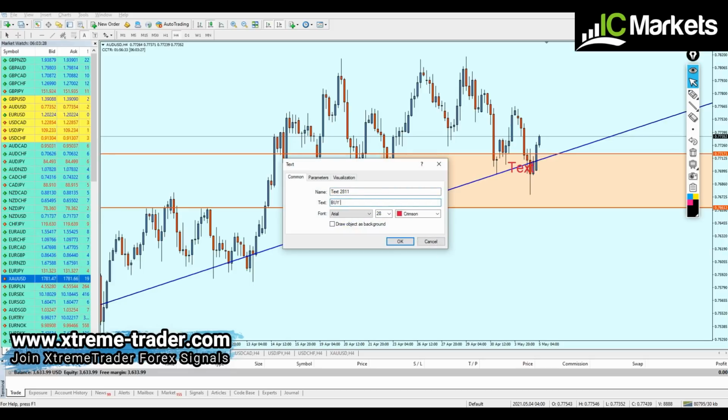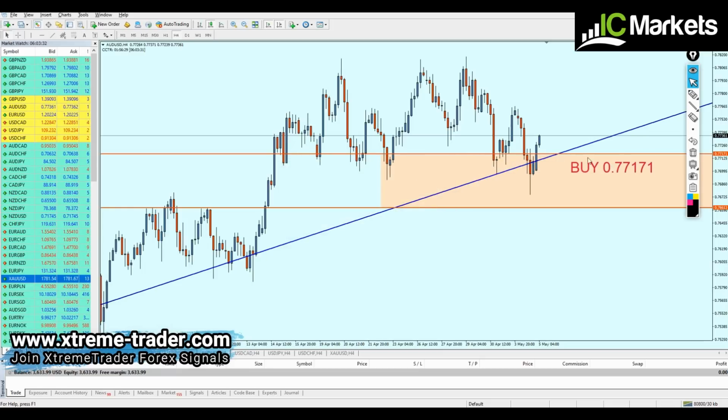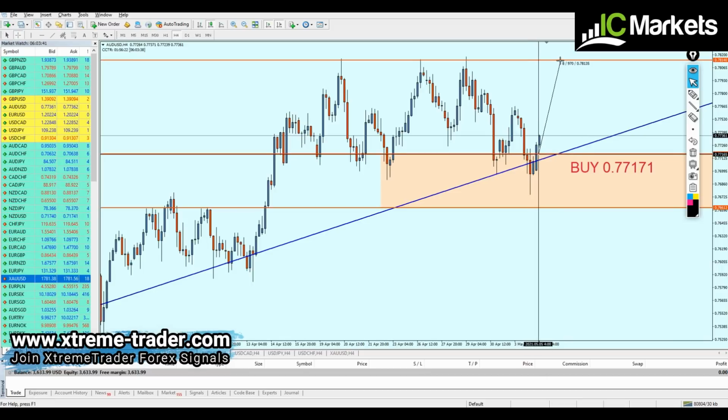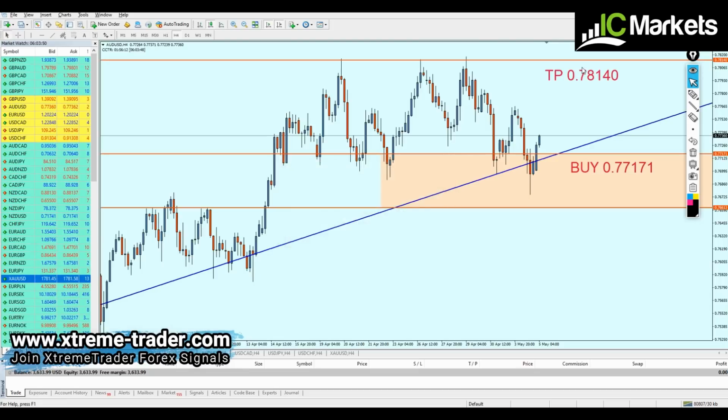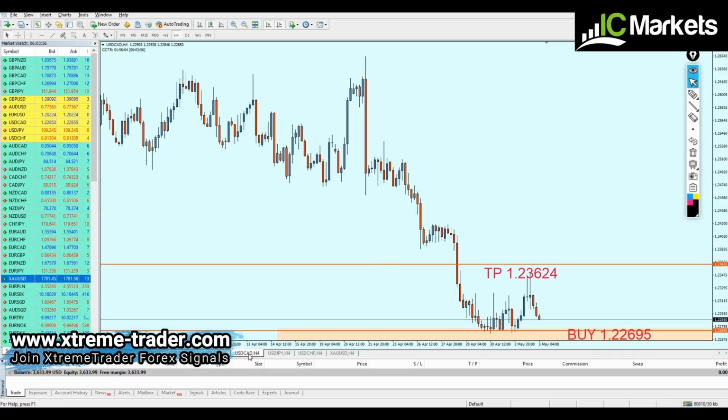exactly right here on 0.77171, and our take profit level will be the peak of the resistance right here on 0.78140, which is going to be about 97 pips, hopefully going to be in a very good profit. So therefore take profit level 0.78140. There goes your signal for the AUD USD, and hopefully it will work very well and bring us lots of profits. Let's look at the USD CAD.